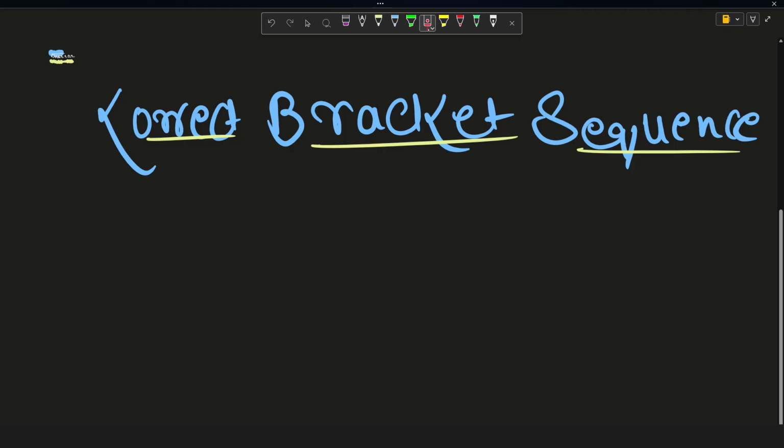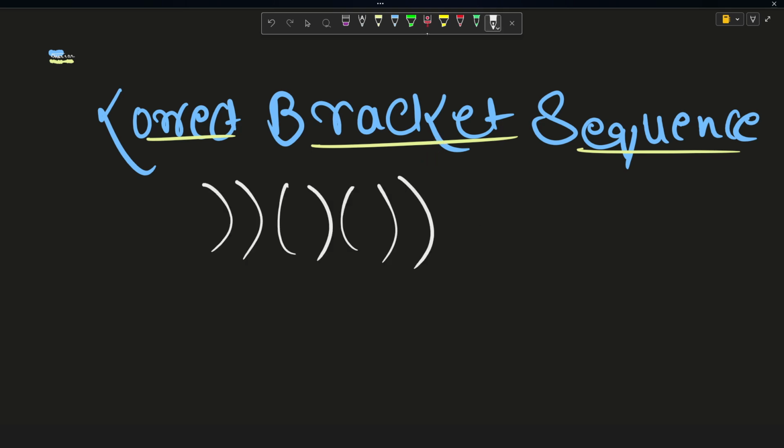Let us now understand the meaning of a correct bracket sequence. Consider this example. As you can see, this is a closing bracket and this is also a closing bracket, and for these two closing brackets there are no opening brackets on the left hand side, so they will remain as they are. But for this opening bracket there is a closing bracket, and also for this opening bracket there is a closing bracket. So we can say that this is a correct bracket sequence, and for this there is no opening bracket. We can also say that this is in itself a correct bracket sequence, and this is also in itself a correct bracket sequence.